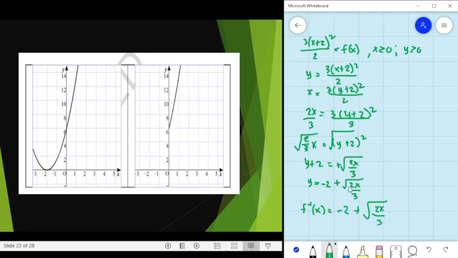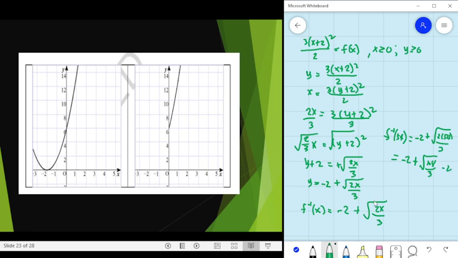Okay, and since our x is considered as 54, to determine the original number, f inverse of 54 is equal to negative 2 plus the square root of 2 times 54 all over 3. Thus, it is the same as negative 2 plus the square root of 108 over 3, minus 2.